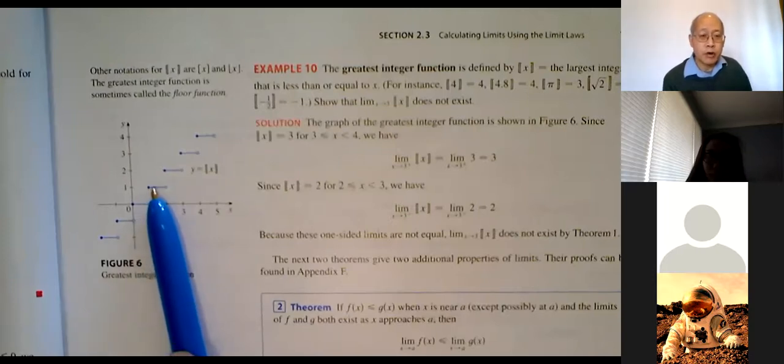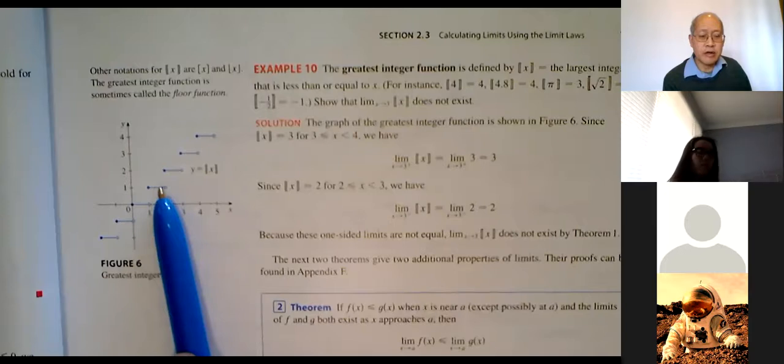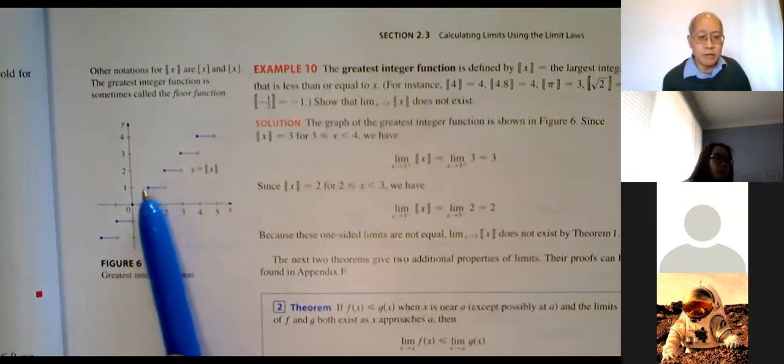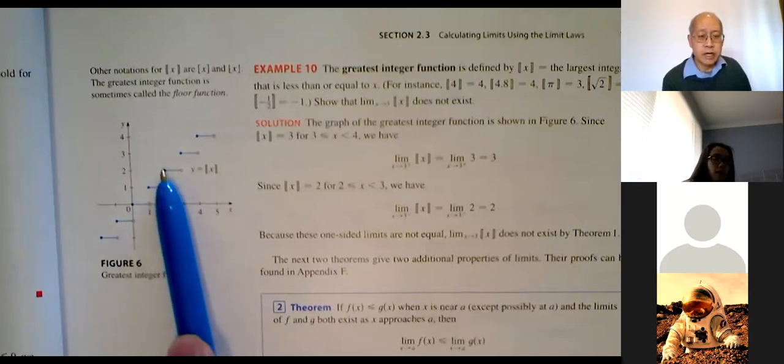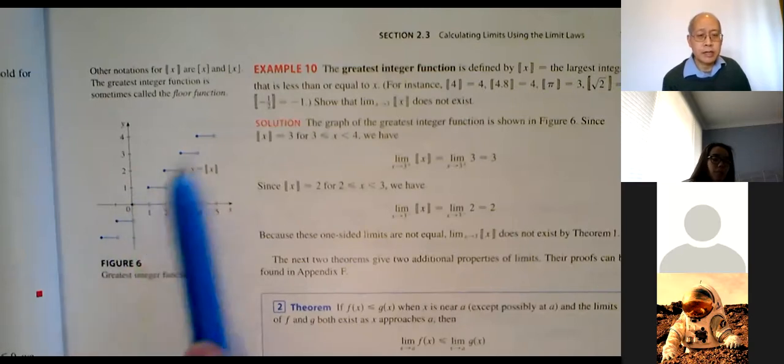And then 1.1, 1.2, and so on up to 1.9, 1.99999, the greatest integer function would still be 1. And then once you reach the 2, it jumps up again, right? So it looks something like this.